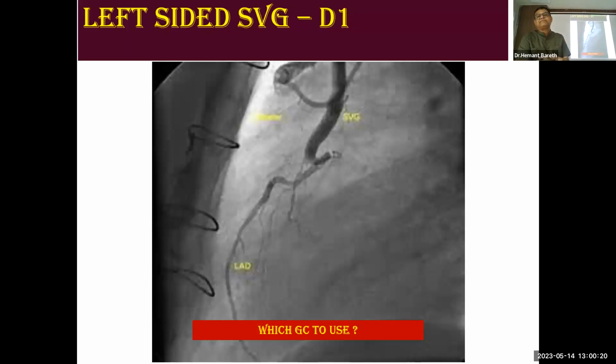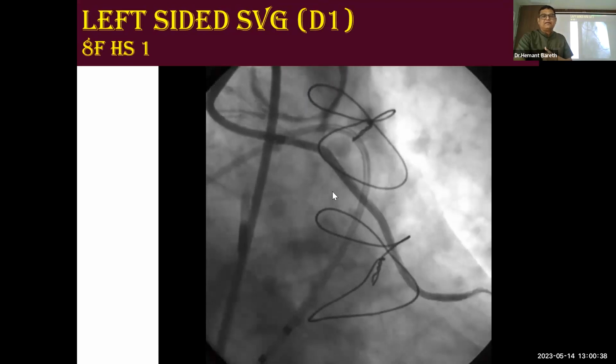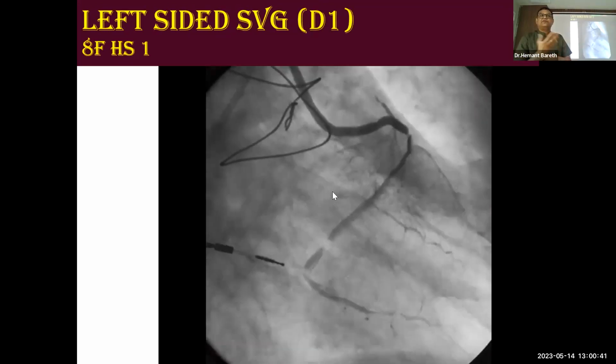Left-sided SVG. Which one? JL? AL? A regular left-sided SVG is like the RCA, right? So you use a catheter that is useful for the RCA. You use a simple JR or hockey stick, because a left-sided SVG graft is like an RCA only. The only thing is it may be a little up or down or somewhere. So always take an RCA catheter. You may take JR, or if you require better support, then you use hockey stick. So here hockey stick was used.